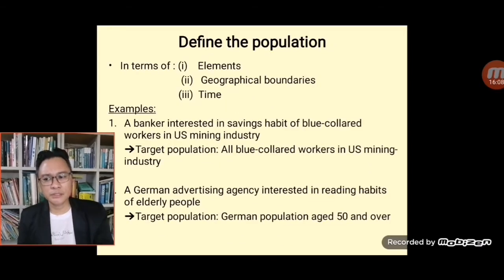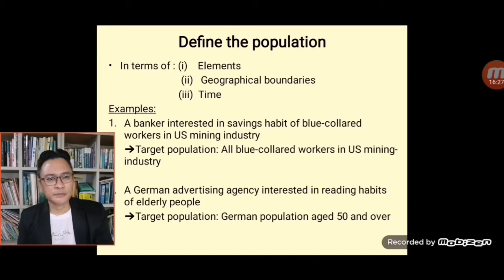Dia macam masak nasi, dia kena ikut dia punya turutan masak nasi. Kalau tak ikut dia punya proses masak nasi yang betul, then your rice will not be perfectly cooked. Macam tu.